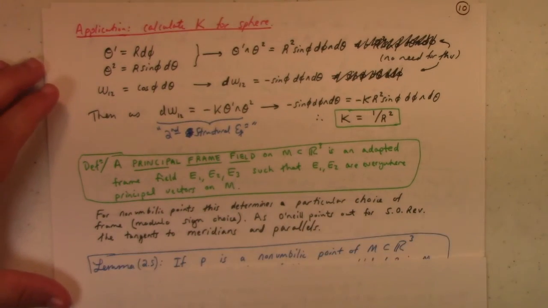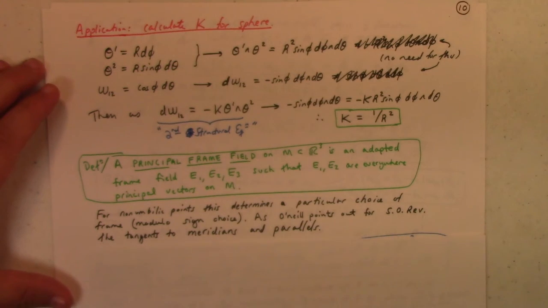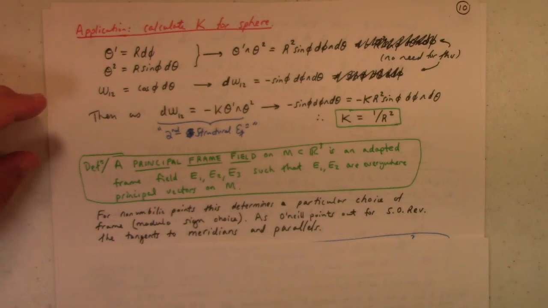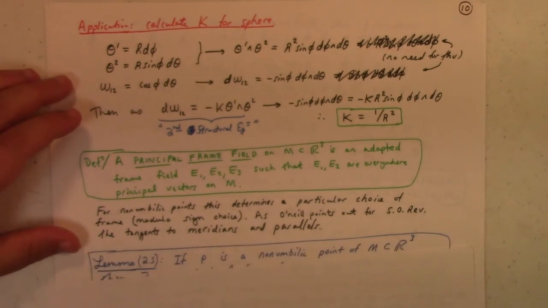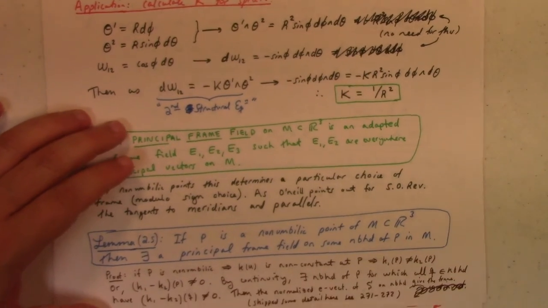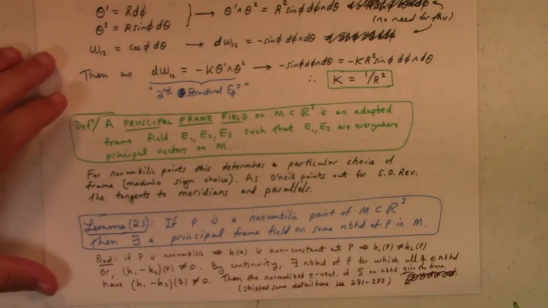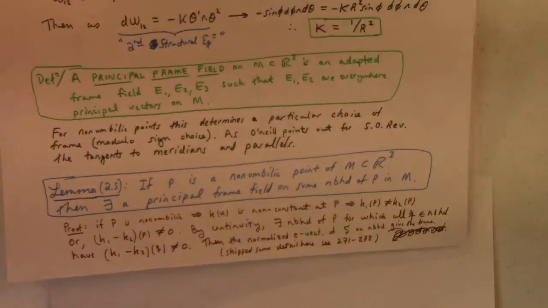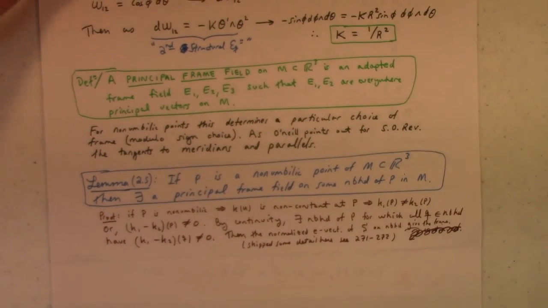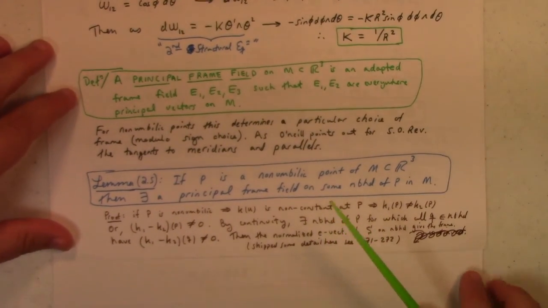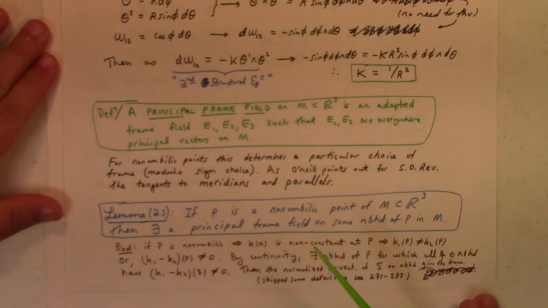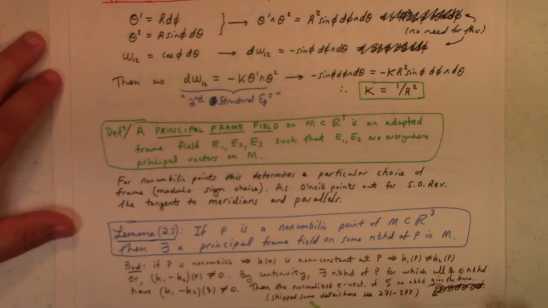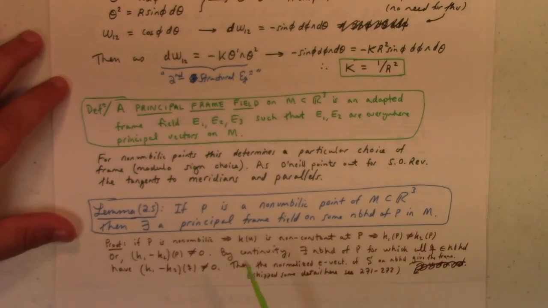Anyway, O'Neill points out that for surfaces of revolution, the tangents to meridians and parallels give you a principal frame, for example. Lemma 2.5, oops, sorry. Come on, behave. I'm trying to stay in frame here. My fingers won't work. Come on, fingers.